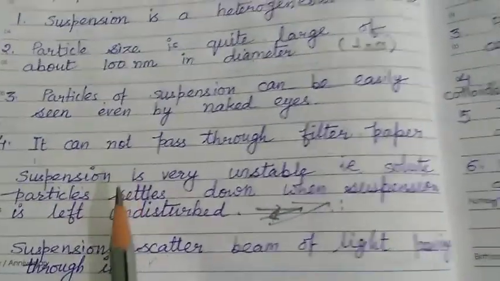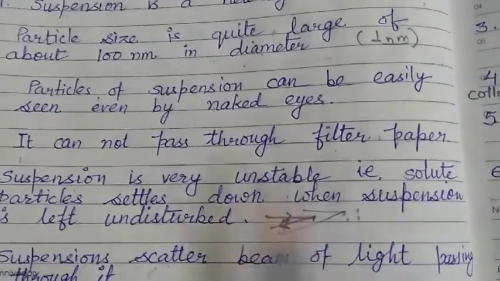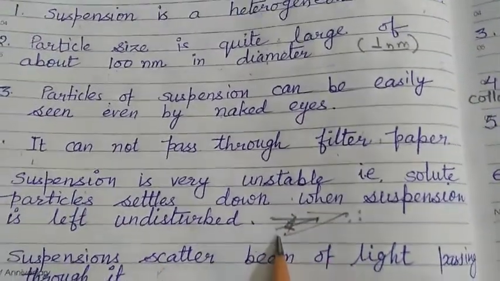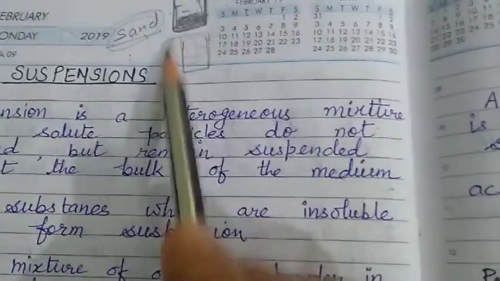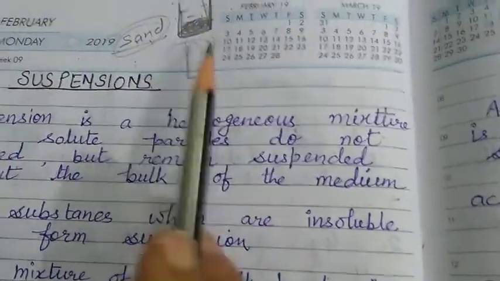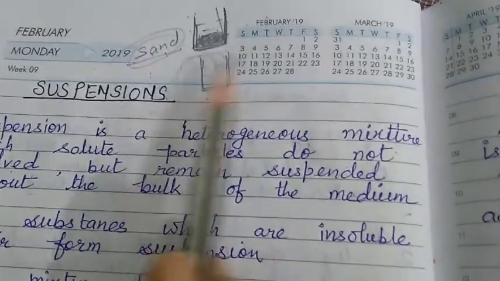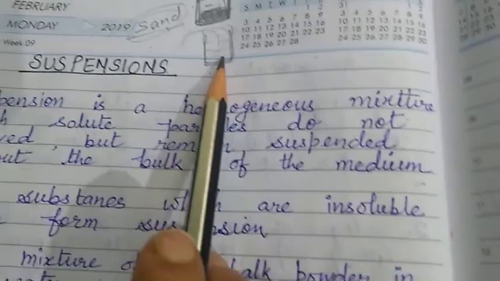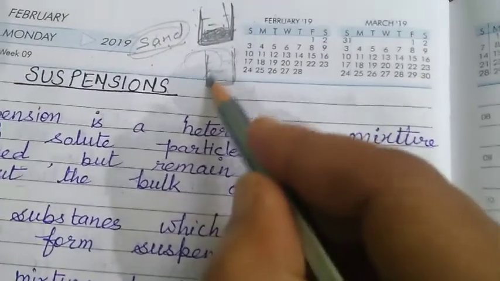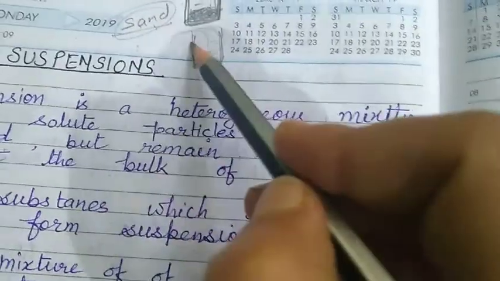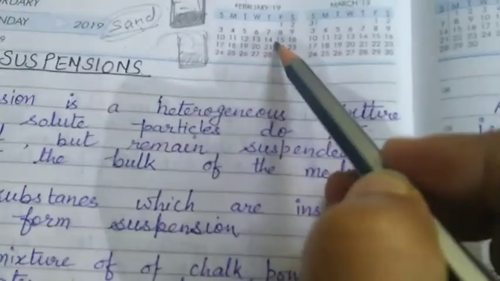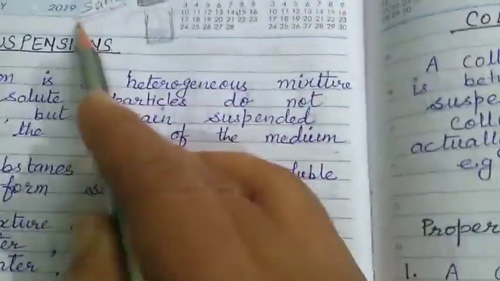Next point is a suspension is very unstable. That is, the solute particles settle down when the suspension is left undisturbed. ठीक है? Unstable means, for example, when you put the sand here and mix it well, initially you will observe the sand particles moving in the liquid. But if you keep that beaker at a place for some time without disturbing it, you will observe all the sand particles settle at the bottom. So that means the suspension was unstable, and when you put it undisturbed for some time, the insoluble particles settled at the bottom.